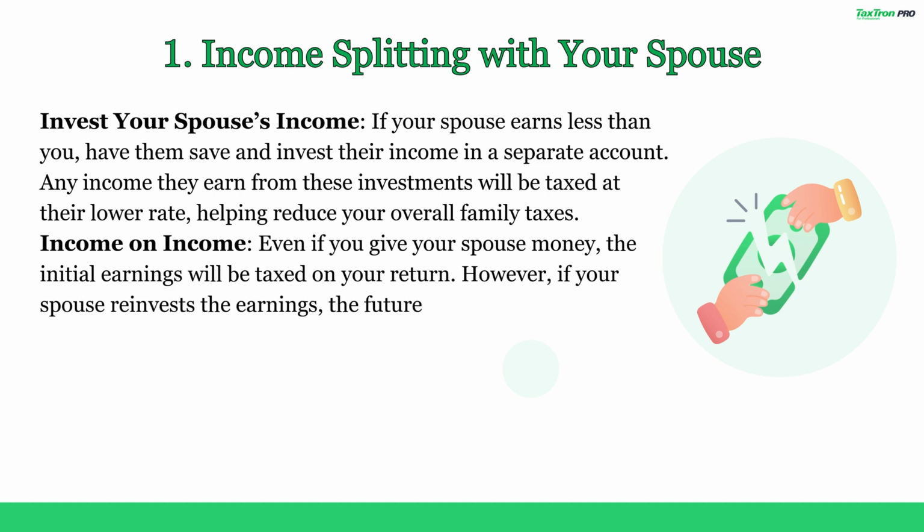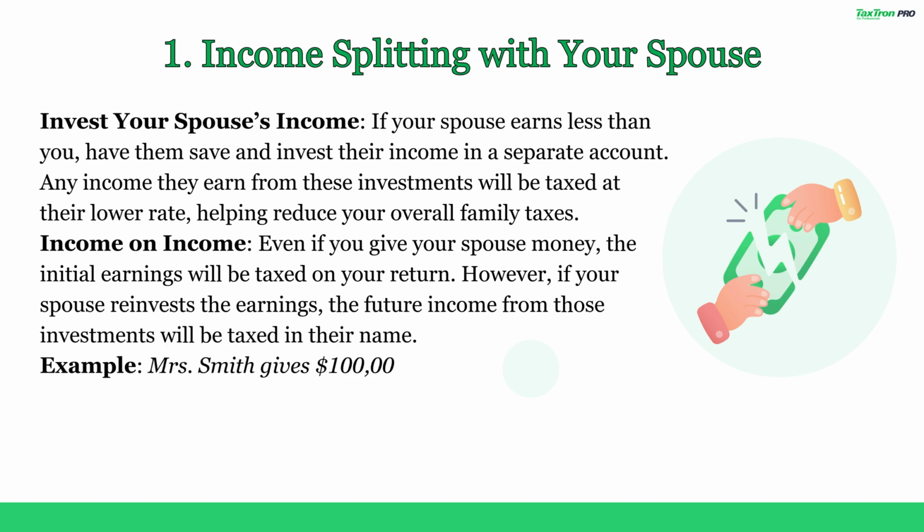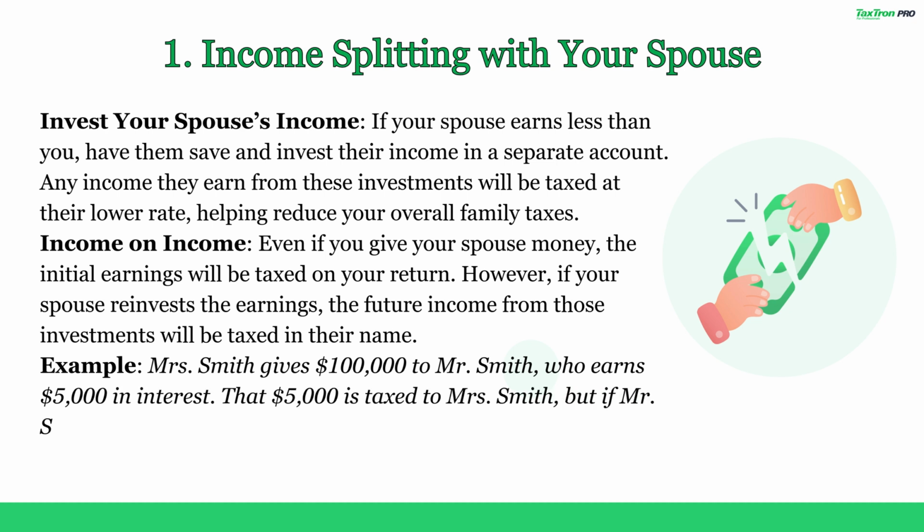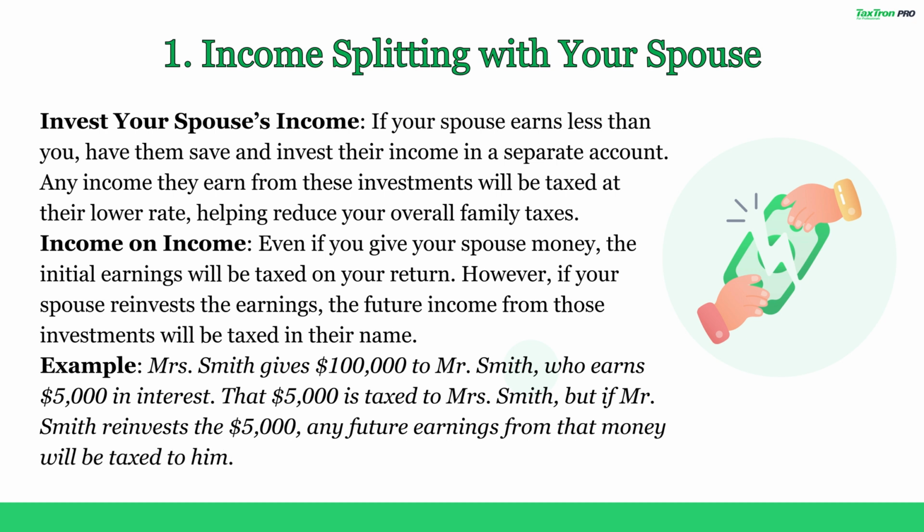Income on income. Even if you give your spouse money, the initial earnings will be taxed on your return. However, if your spouse reinvests the earnings, the future income from those investments will be taxed in their name. Example: Mrs. Smith gives $100,000 to Mr. Smith, who earns $5,000 in interest. That $5,000 is taxed to Mrs. Smith, but if Mr. Smith reinvests the $5,000, any future earnings from that money will be taxed to him.